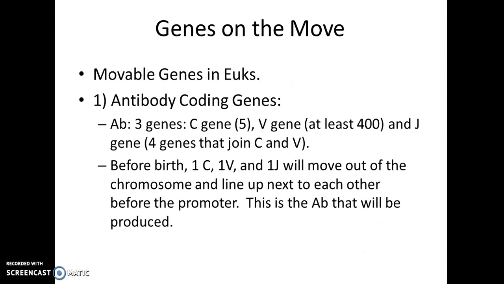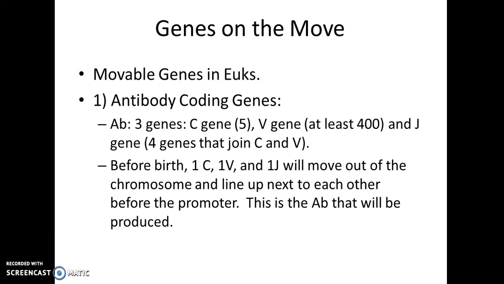So we talked about how genes are regulated, how the expression is controlled, and how protein synthesis or protein regulation happens. In prokaryotes we talked about genes on the move. We talked about transposons. But in eukaryotes, there are a couple of different ways that genes can move. Not only transposable elements or transposons, but the first one I want to talk about is antibody coding genes. In the antibody, there are 3 genes that code for the antibody.